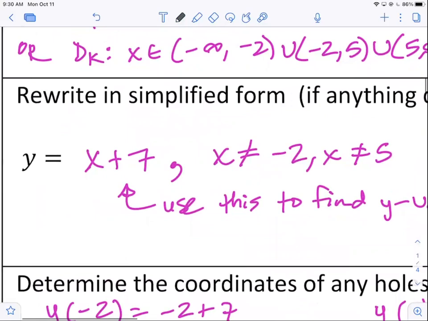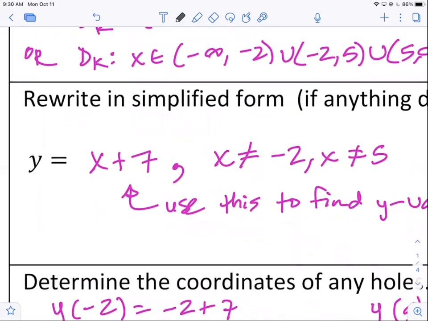So there's the simplified form. We're just left with x plus 7. You don't even need parentheses around it. But now you tell people, hey, don't use -2 and don't use 5. Because it's no longer built in. Function doesn't exist at -2 and 5.